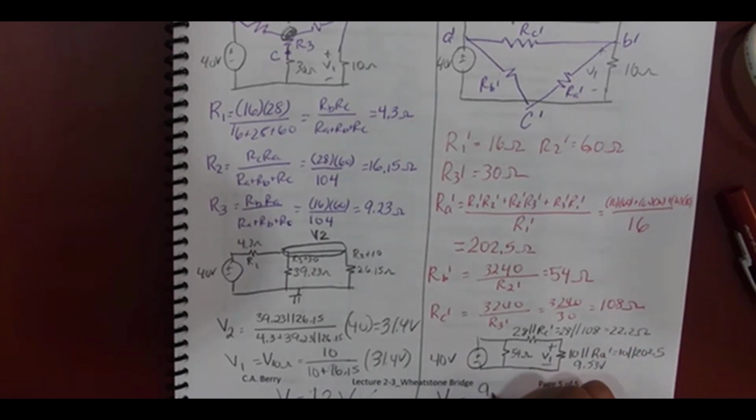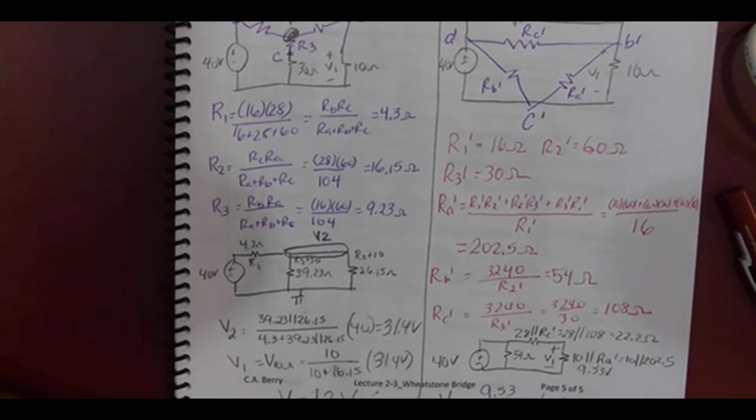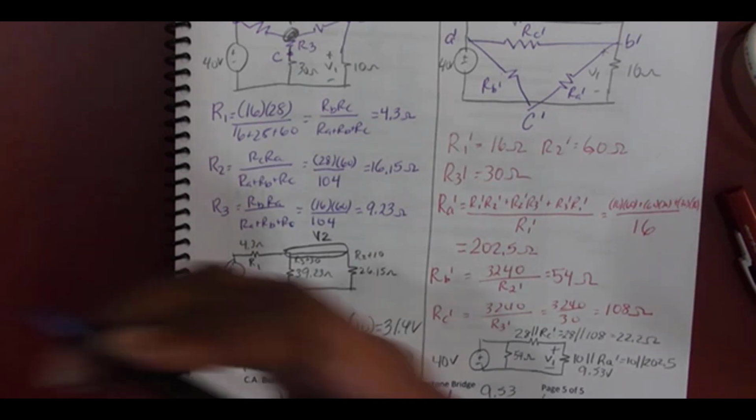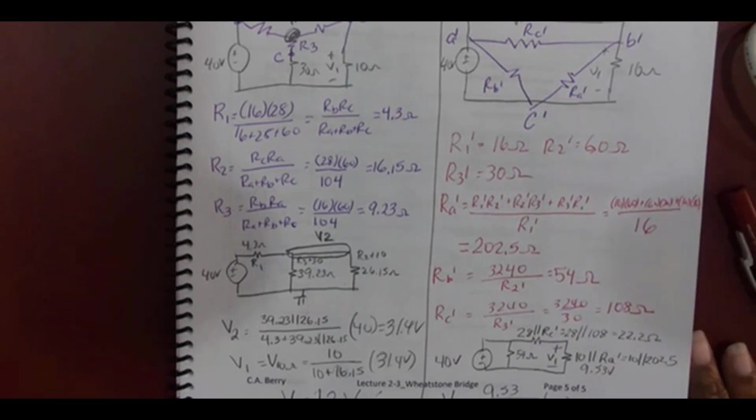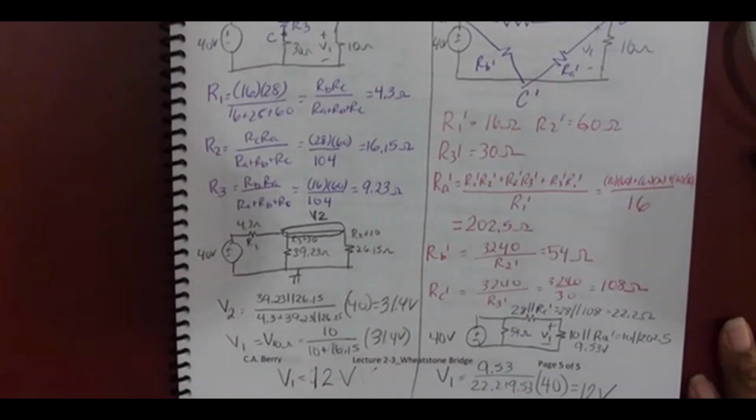So V1 is 9.53 divided by 22.2 plus 9.53, times 40. V1, the voltage across the 10 ohm resistor, is equivalent to the voltage across the 10 in parallel with RA prime. Somebody tell me V1 is 12, please. If it's not, we have a mistake somewhere. Is it 12? Woohoo! It's 12. So two different ways of solving the same problem and getting the same answer. Questions? So that takes care of part A.